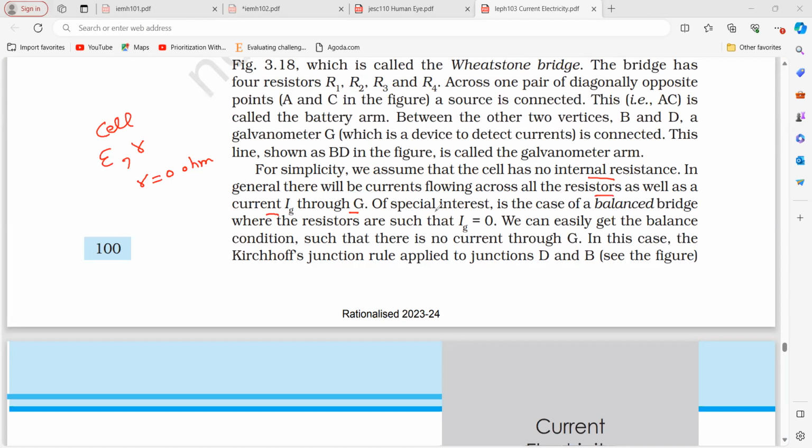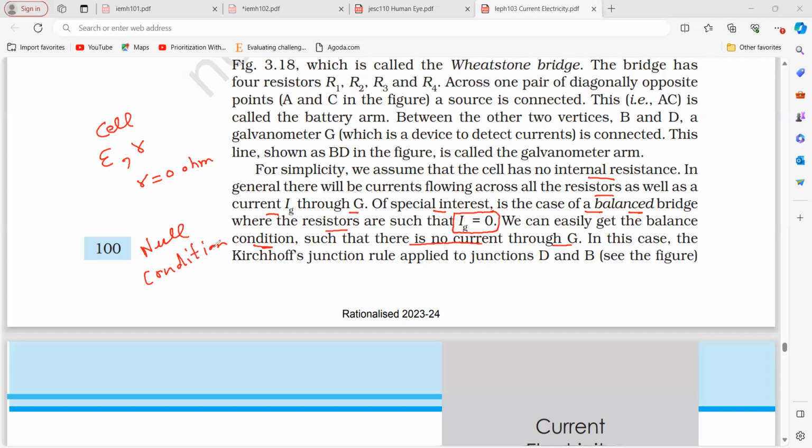But we are interested in a particular condition. It is the case of a balanced bridge, and for making the bridge balanced, what is the necessary condition? We have to adjust all the values of R1, R2, R3 such that we get current through galvanometer as 0. We can easily get the balance condition. And what is the balance condition? There is no current through galvanometer. This is called balance condition. In some books it is written as null condition also.